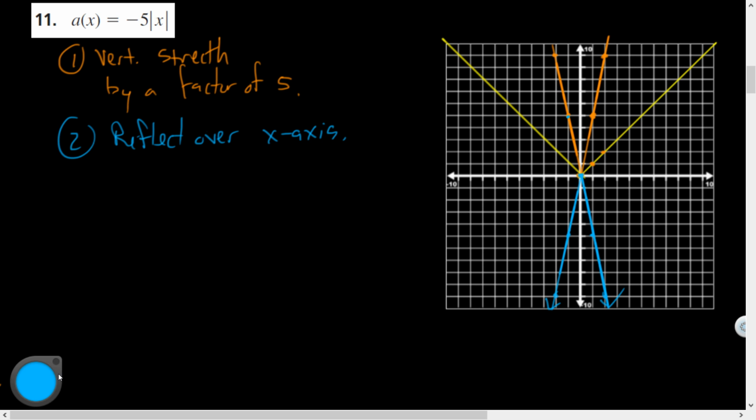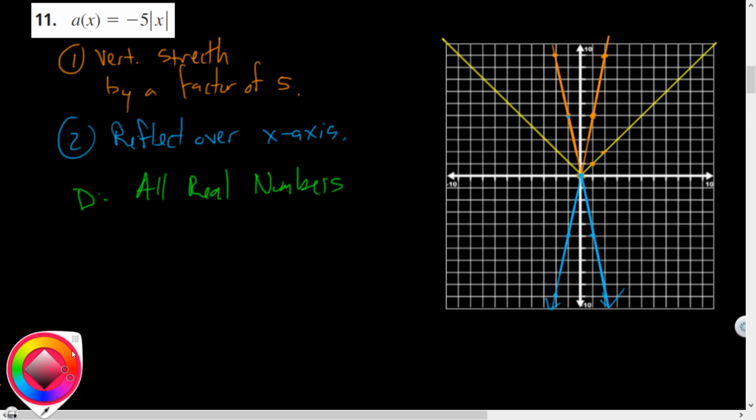Okay, but friends, we ain't done yet. We are on the last problem, though. 12 minutes in. Okay, domain. This one is, I'll just write all real numbers. Even though this has been vertically stretched, it will still have all of the negatives and all of the positives and 0. So domain is everything. All right, how about range, though? This one's an interesting range.